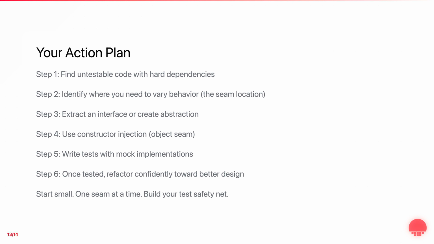Here's your practical path forward. Identify that one hard dependency blocking tests, maybe a static database call or singleton logger. Extract an interface to create your object seam. Now here's the magic. Write characterization tests using mocks at that seam. This breaks the catch-22. You've got tests without massive refactoring. Once you have that test coverage, you can confidently refactor toward better design. The seam was your stepping stone, not your destination. This is how you escape the testing trap and start improving legacy code incrementally.